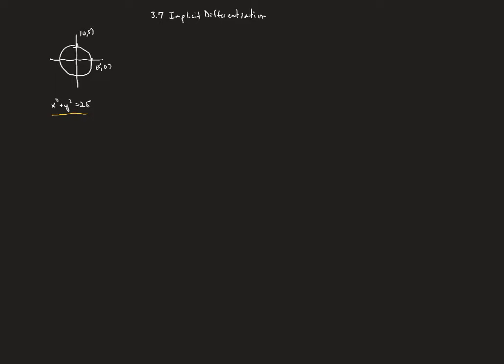Now, in this case, we can solve for y. It turns out then that it's actually two different functions, because if we subtract the x squared to the other side, we're going to get a positive and a negative square root of 25 minus x squared. The positive square root is that top half of the circle, that semicircle there. And the negative square root of 25 minus x squared is the bottom semicircle.